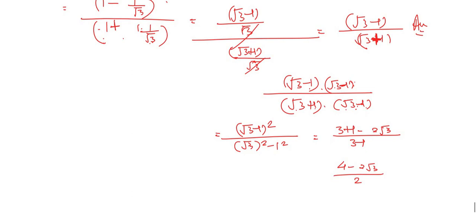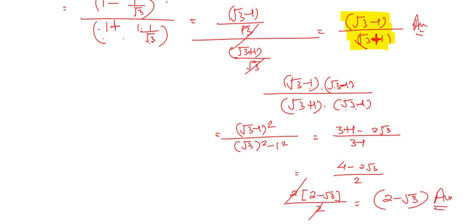So 3 plus 1 is 4 minus 2 root 3, by 3 minus 1 is 2. Okay? Can I take 2 common here? So it will be 2 minus root 3 by 2. So this 2 and 2 cancel. So the answer is 2 minus root 3. So basically these two are the same thing. I got this answer or this, they both are the same thing.